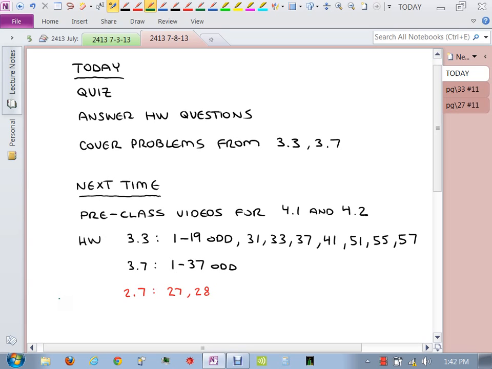All right. So let's get into what today is about. And that is 3.3, which is the derivative of exponential and logarithmic functions.